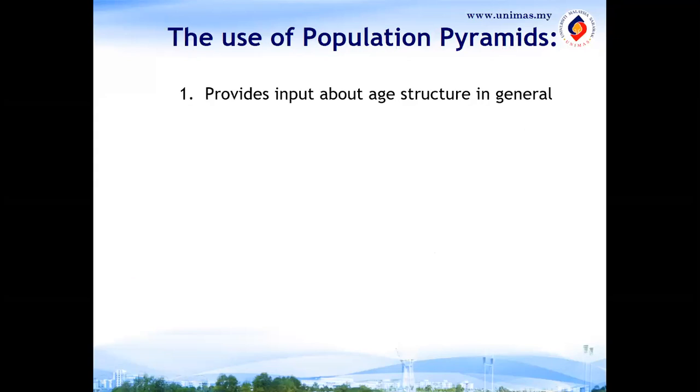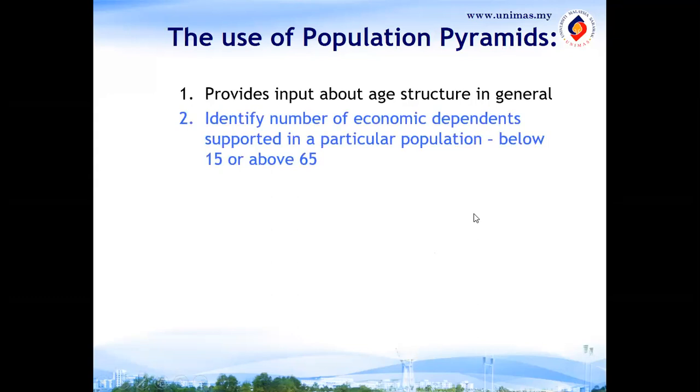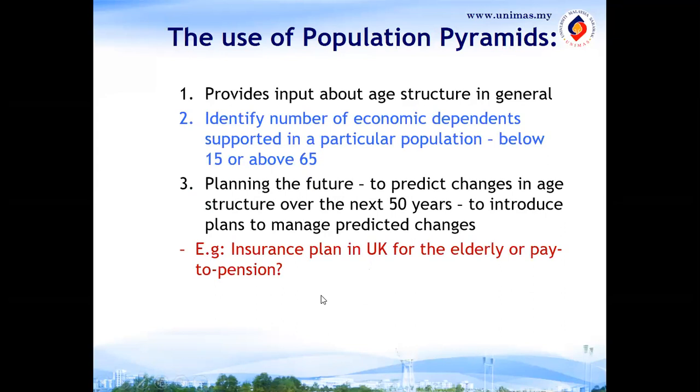Provides input about age structure in general. Okay. Itu pertama. Yang keduanya, it identifies economic dependence, support, those who are below 15 and 65. Okay, jadi kita boleh gunakan pyramid untuk mengenal pasti, ya, bilangannya, how many, and also as we mentioned earlier on, any data on demography for planning purposes.